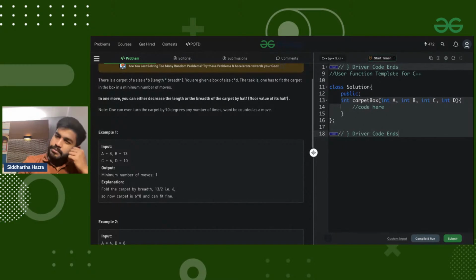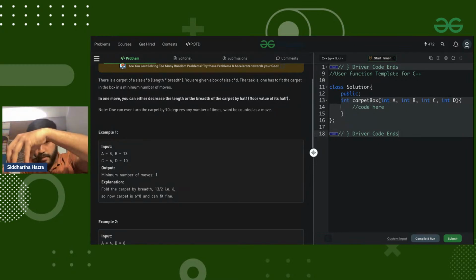Okay, so the problem is a little bit simple, to be honest. Here you are given a carpet of size A cross B, where A is the length and B is the breadth, and you are also given a box of C cross D. So basically a rectangular carpet is given and we are also provided with a box. The carpet is a big size, so you need to decrease the size of the carpet so that it gets fit in the box.